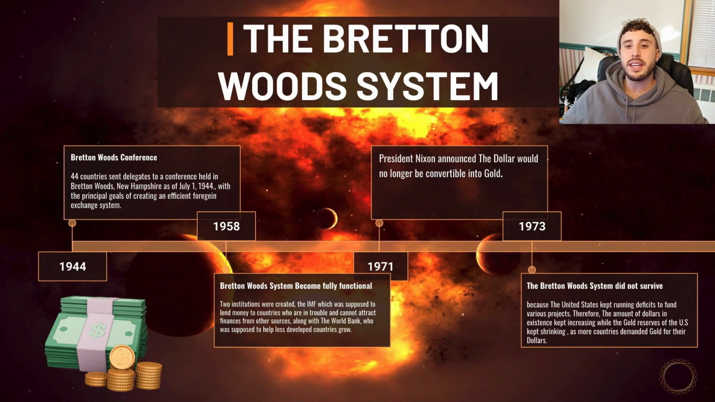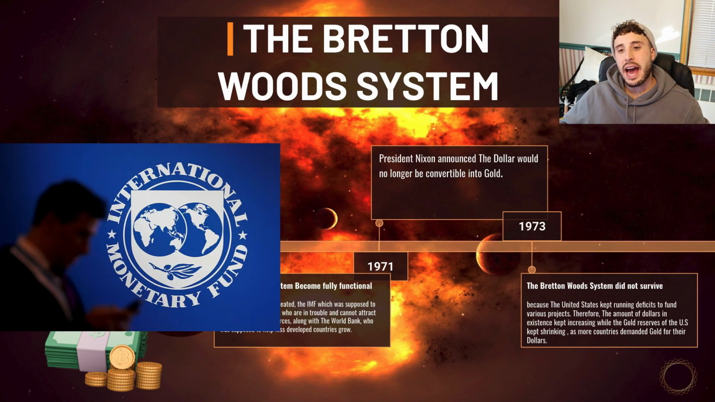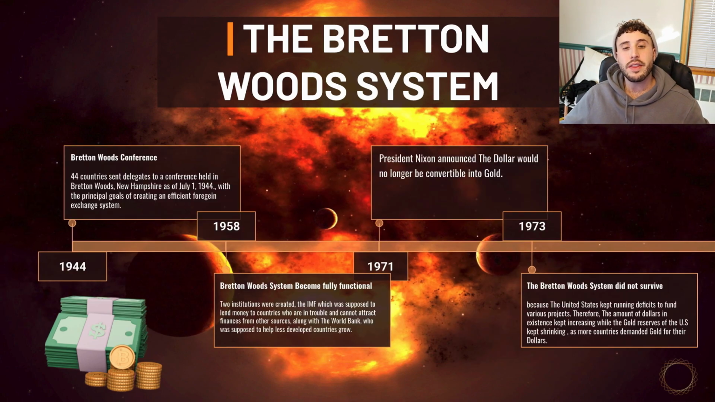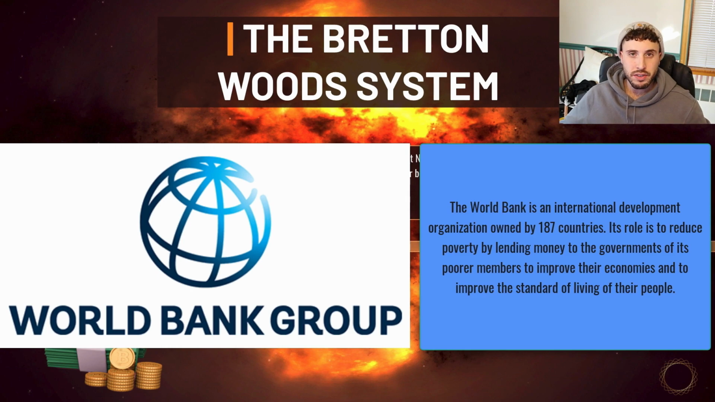The big question is, if a country goes through an economic crisis, how can they get out of it without devaluing their currency? That's why two institutions were created: the IMF, the International Monetary Fund, which was supposed to lend money to countries who are in trouble and cannot attract finances from other sources, and the World Bank. They were supposed to help less developed countries grow and prosper.